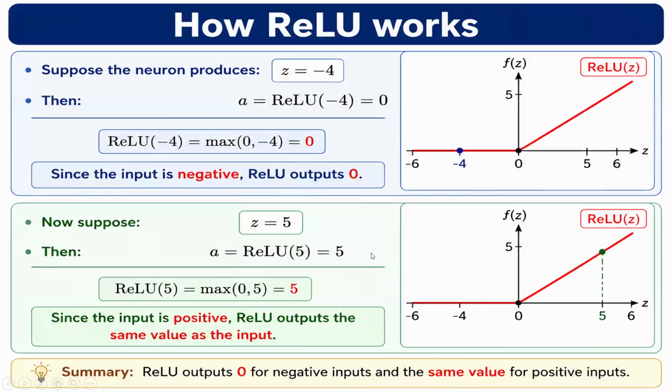So let us see how ReLU works. Suppose the value of z is minus 4, that is, the output of the neuron is minus 4. It is passed to the activation function. So ReLU of minus 4 is 0 because if you calculate max of 0 comma minus 4, the maximum value is 0. So for negative values, the ReLU output is always 0. But if z is equal to 5, ReLU of 5 is 5 because max of 0 comma 5 is 5. So this is how ReLU works.